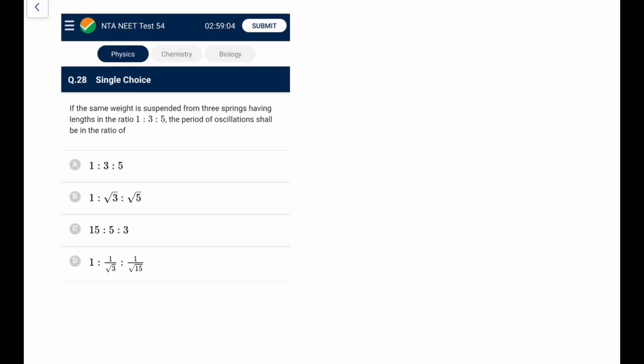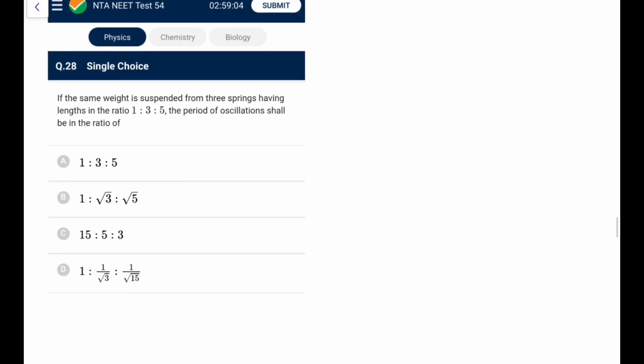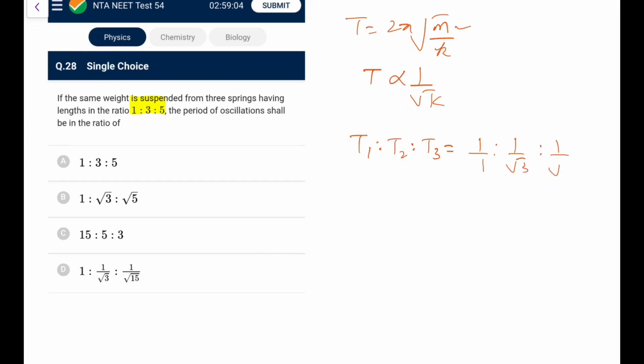Okay, now going ahead, what we have next is, we have question number 28. So looking at the question, what it is, first of all, this is 28. If the same weight is suspended from 3 springs having the length 1:3:5, the period of oscillation shall be in the ratio. Okay, same weight, what we know, T is 2 pi root m by k. So m is same, so it is 1 by k. So this ratio would be root of 1 by k. So this T1 is to T2 is to T3 would be, what we have, 1 is to root 3 is to root 5.